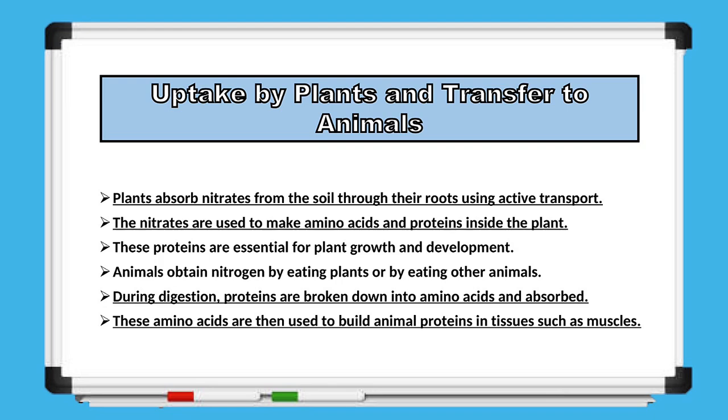Plants absorb nitrate ions from the soil through their roots by active transport. Inside the plant, these nitrates are used to produce amino acids, which are then combined to form proteins needed for growth, repair, and normal development. Animals obtain nitrogen by feeding on plants or by eating other animals. During digestion, proteins are broken down into amino acids, which are absorbed into the bloodstream and then used to build new proteins in body tissues such as muscles, enzymes, and other important structures.